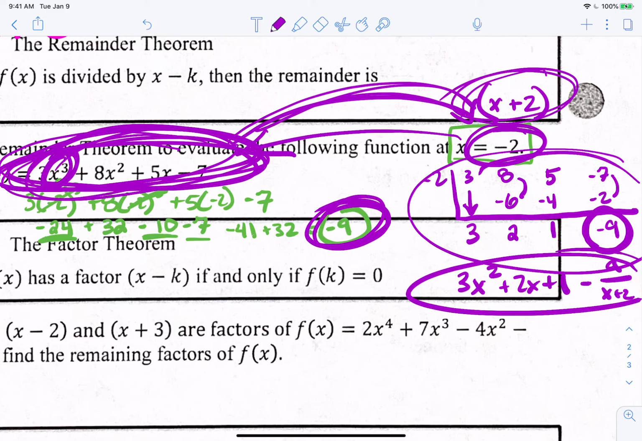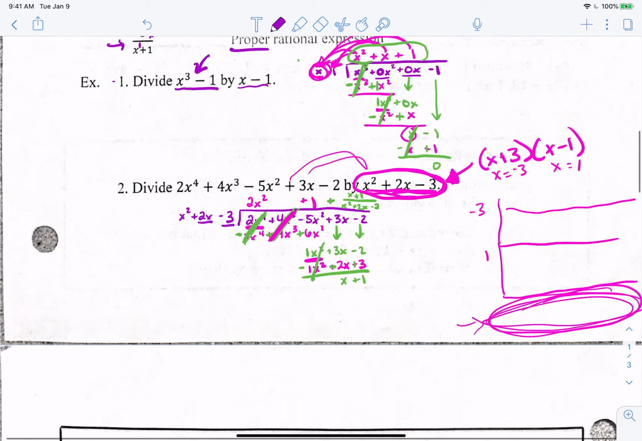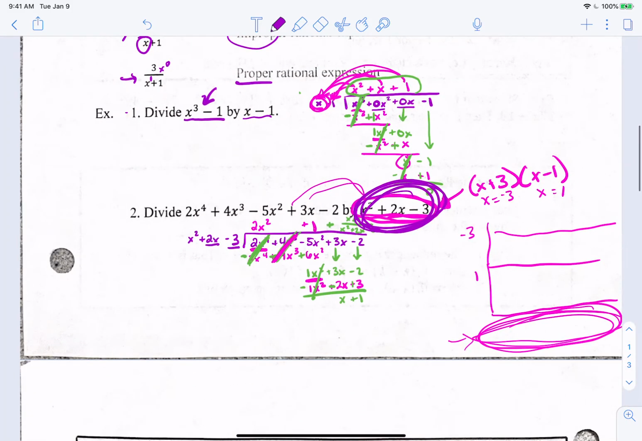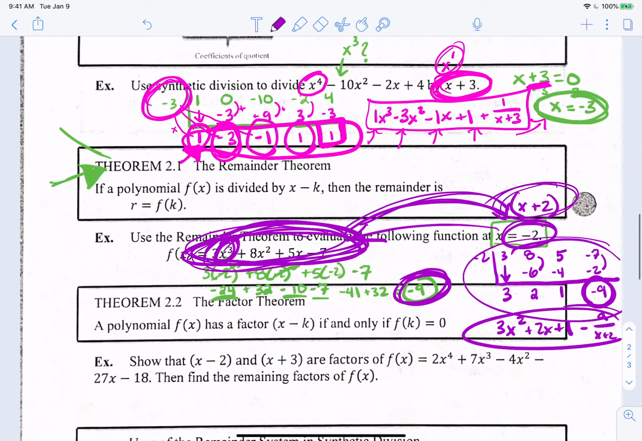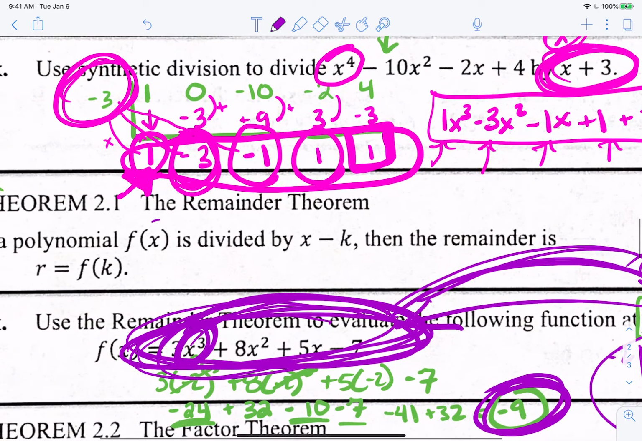Now, you cannot do that with the long division we were doing before. With that one, there's nothing to plug in. I cannot do that if I'm doing something that requires long division. But with synthetic division, you can always check your answer. That's what the remainder theorem says.